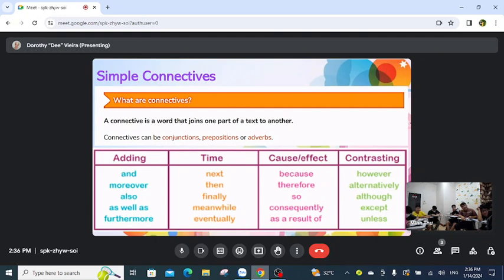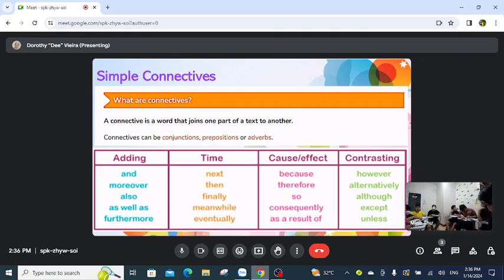Then we've got some connectives here that talk about time. For example, next. So suddenly the door opened. Next, a man stepped into the room. Okay? Make one sentence. Instead of saying the door opened, a man stepped into a room, we can use a connective to make a longer sentence. The door opened, next he stepped into the room. Okay, so we can use these to say when things happened.